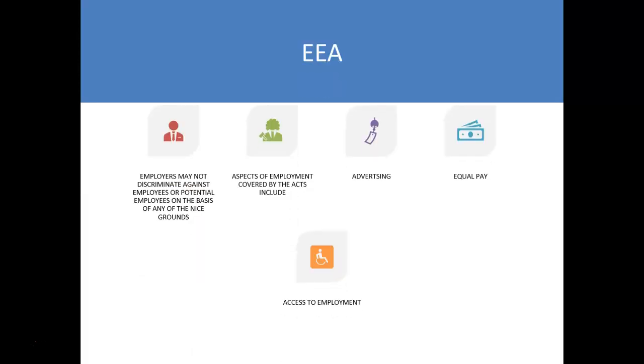The next part of the Employment Equality Act is that employers may not discriminate against employees or potential employees on the basis of any of the nine grounds. Aspects of employment covered by the Acts include advertising, equal pay, and access to employment. So those are huge facts.